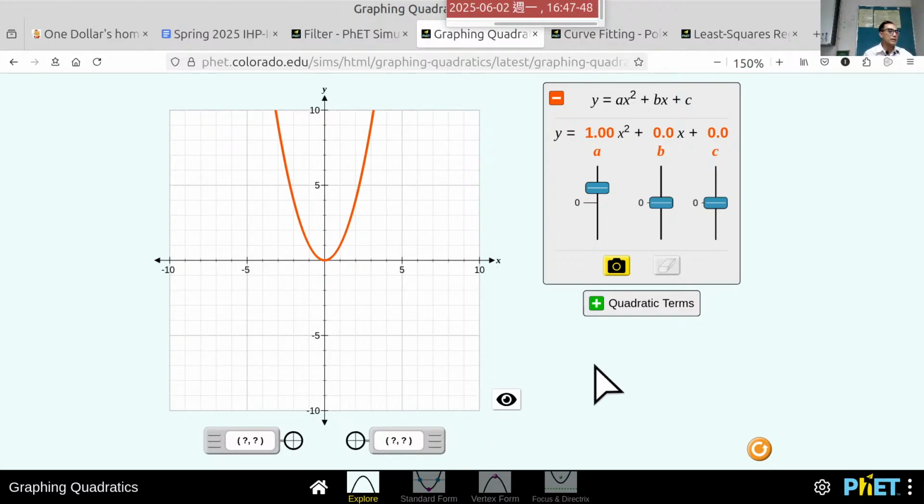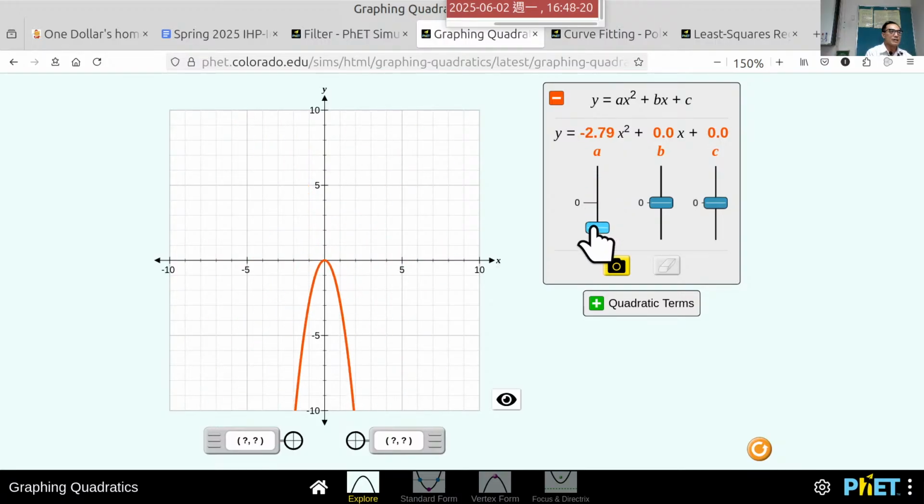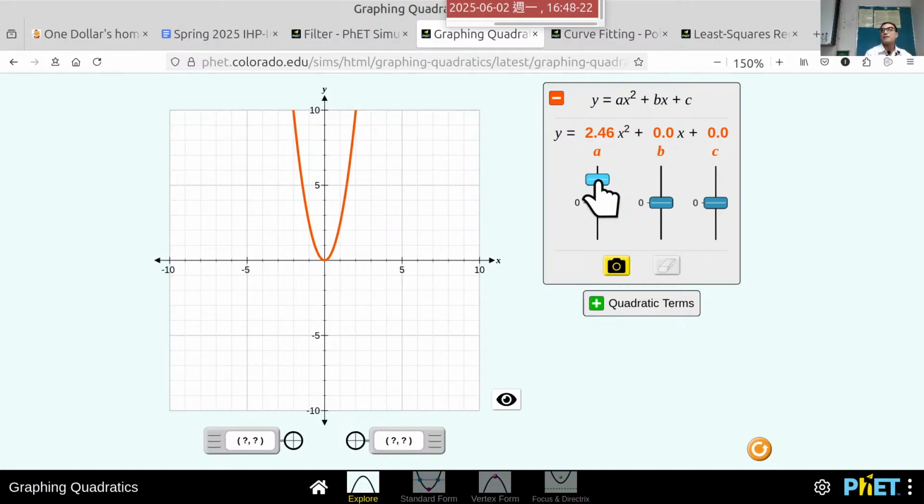Okay, here is about graphing quadratics. And now we can observe the curve here. The curve here is y equals 1x squared plus 0x plus 0. If we set the a, the coefficient of x squared, increase it, decrease it, increase it, we can see that the curve becomes narrow.